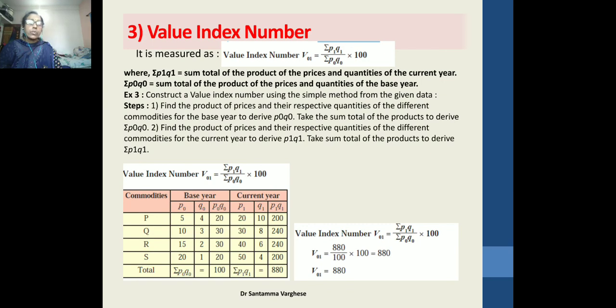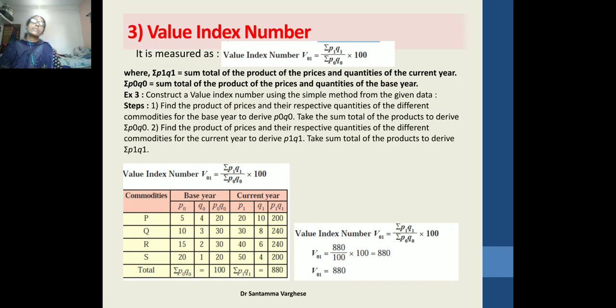Value index number V01 is equal to summation of P1 Q1 upon summation of P0 Q0 into 100. Summation of P1 Q1 we got 880. Summation of P0 Q0 is 100. Multiplying by 100, we get the answer 880. So the value index number is 880.